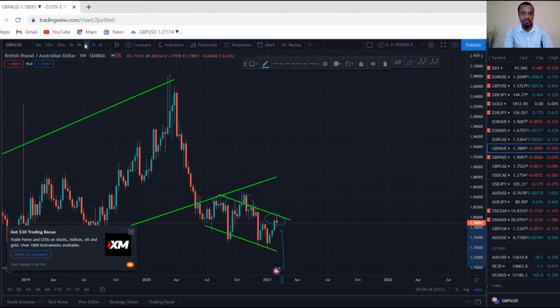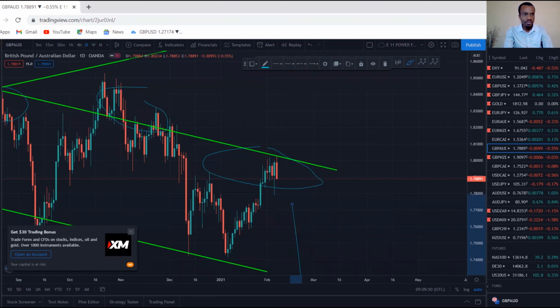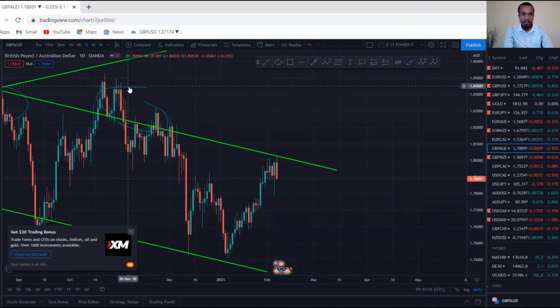Let's take a look at a daily time frame. Let's clean some of these things out. We are now on our daily time frame. As you can see from the daily time frame, this is a bearish engulfing pattern. This bearish engulfing pattern engulfs one, two, three, probably four daily candles.